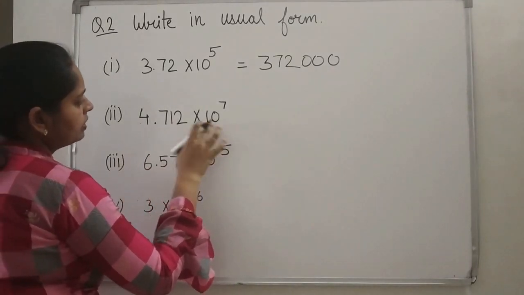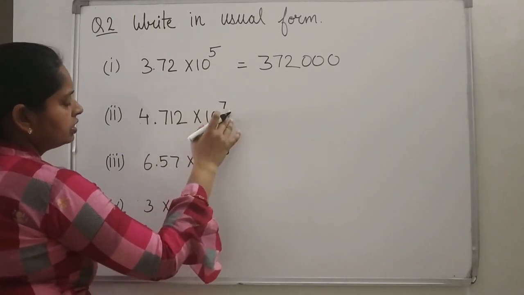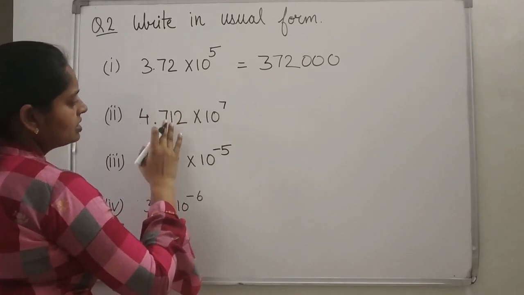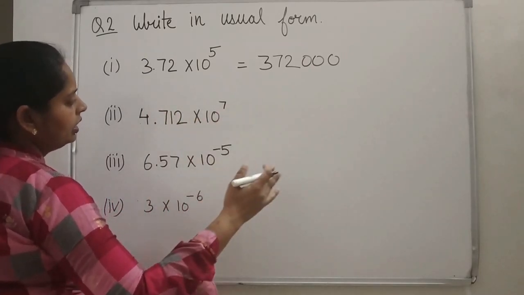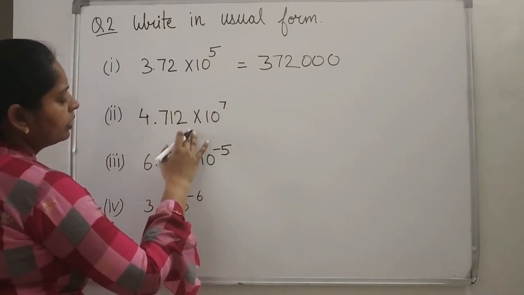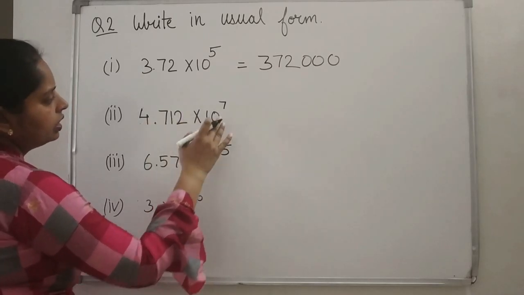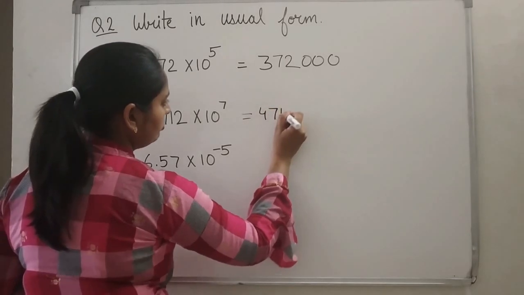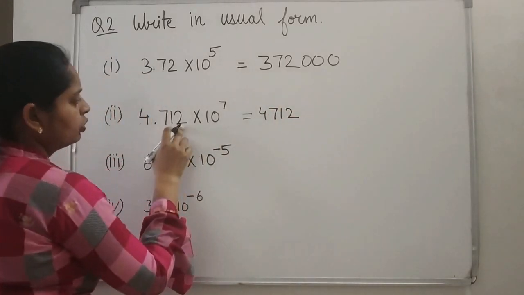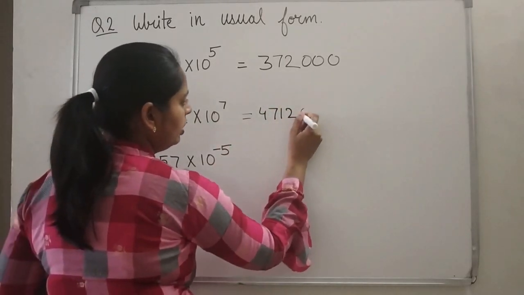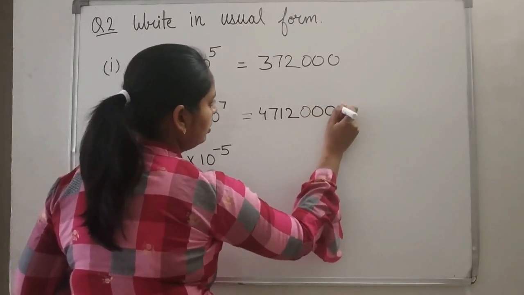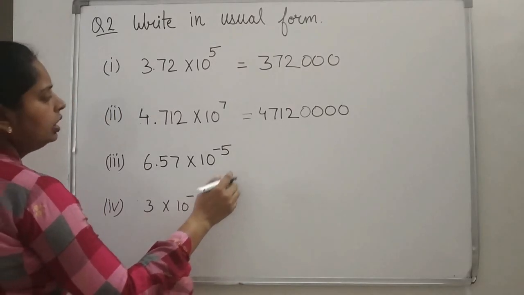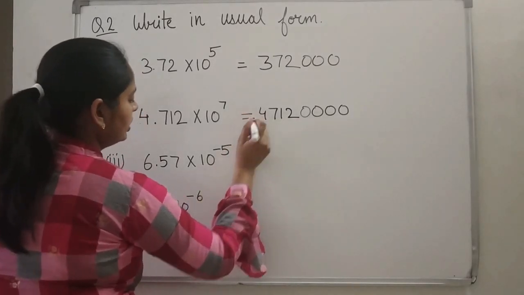4.712 into 10 to the power 7. Again, a positive power is there for the 10. 10 is having a positive power, means again we will move in the right hand direction. And how many movements will we do for the decimal place? We will move 7 places. So your answer will be 4, 7, 1, 2. We have done 3 movements. So 4 more movements are required. 1, 2, 3, 4. So we have done a total of 7 movements for the decimal. Okay. Then see the next one.